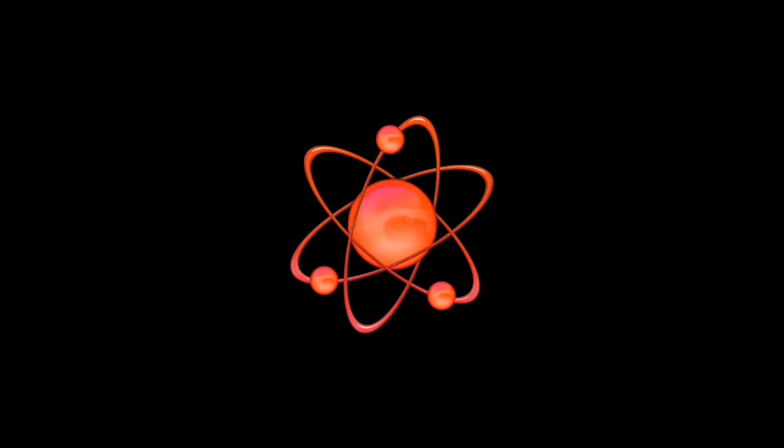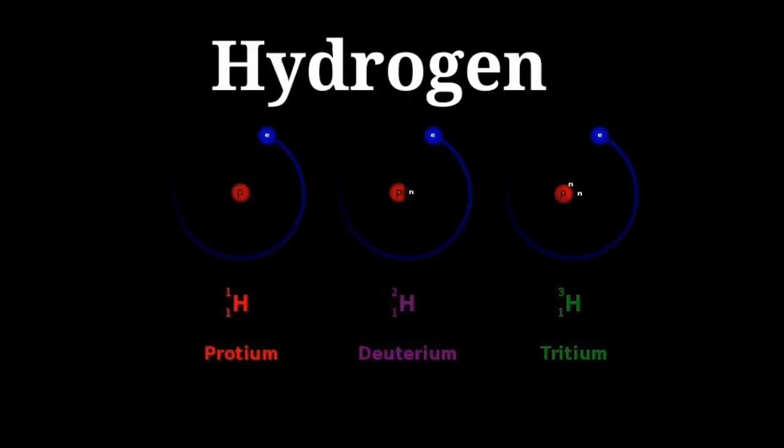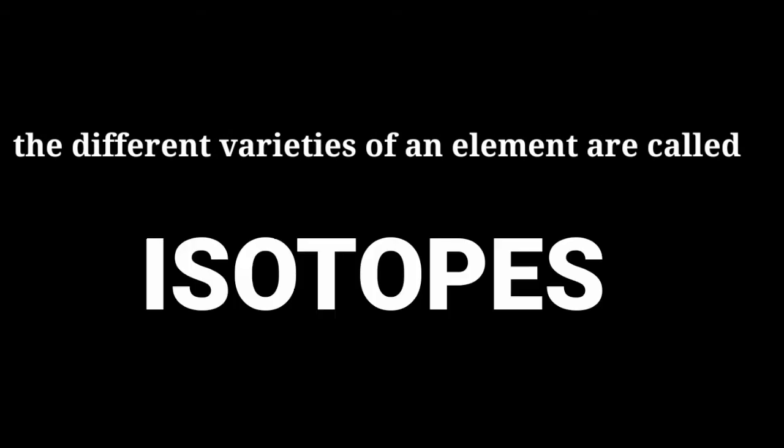While the number of protons in an atom is fixed, the number of neutrons is not. Here are the 3 different types of hydrogen. They all have 1 proton because hydrogen has to have 1 proton. If you notice, they have different numbers of neutrons. The first has no neutrons, the second has only 1 neutron, and the last has 2 neutrons. The different varieties of an element are called isotopes.